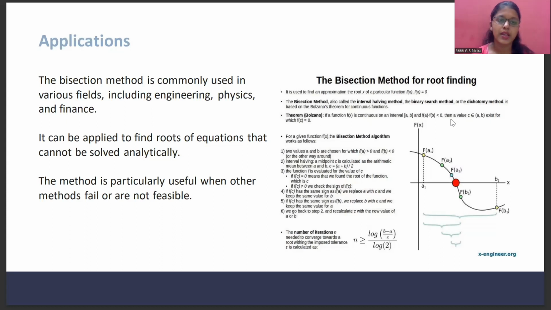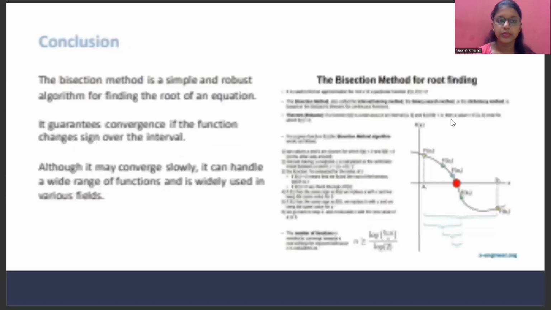Applications. The bisection method is commonly used in various fields, including engineering, physics, and finance. It can be applied to find roots of equations that cannot be solved analytically. The method is particularly useful when other methods fail or are not feasible.